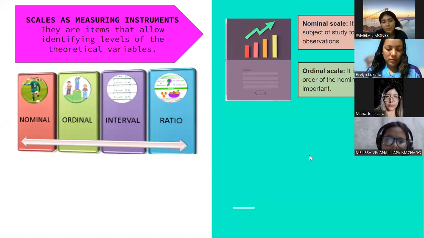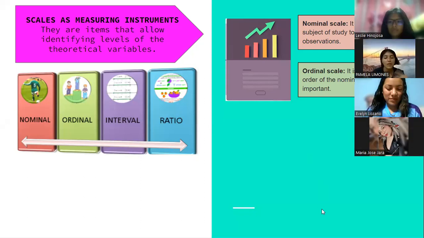Okay, now the nominal scale is one of the most important scales we have. But first we have to know that the nominal scale is going to be used to label the subject of study. For that reason, we can name the attribute of that element in order to make comparisons, and so that we can classify the observations by using that nominal scale.